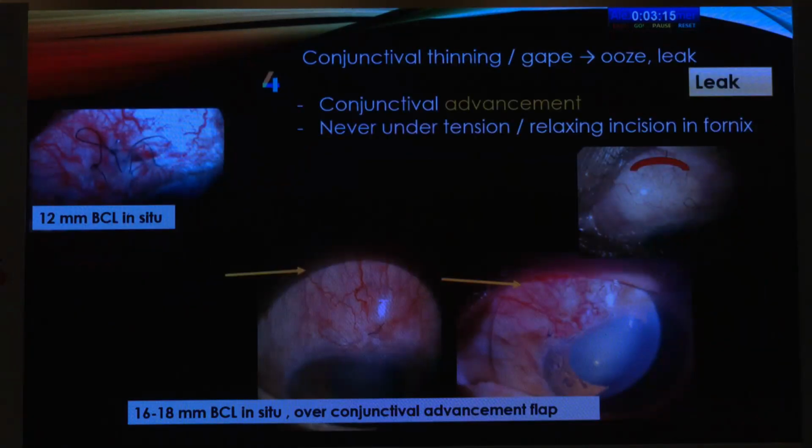Incidentally, we always use the Singh's frill incision, which is in between the fornix flap and the conjunctival incision techniques. If there's a gape, ooze, or a leak, you have to do a conjunctival advancement. Never do an advancement under tension. Give a relaxing incision in the fornix if possible or if required. And again, after I do the advancement, I use this large 16 mm BCL in situ over the conjunctival advancement flap.